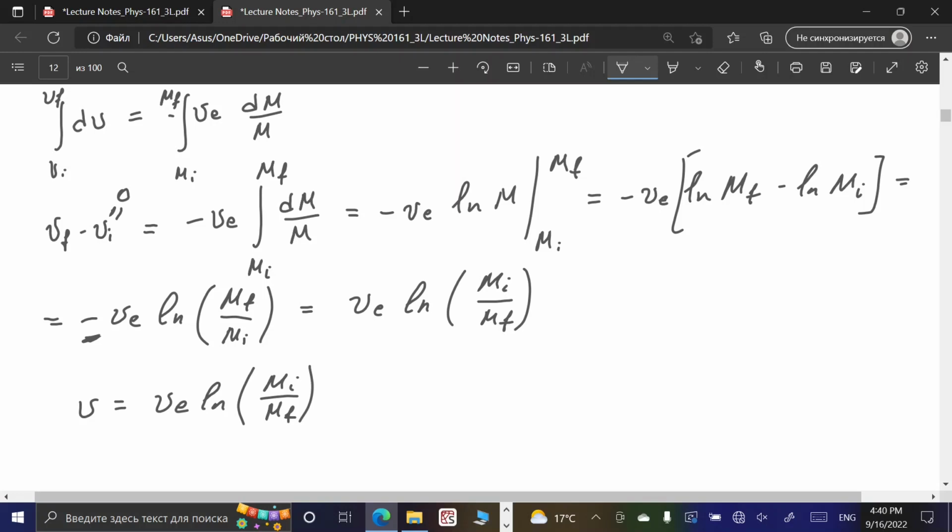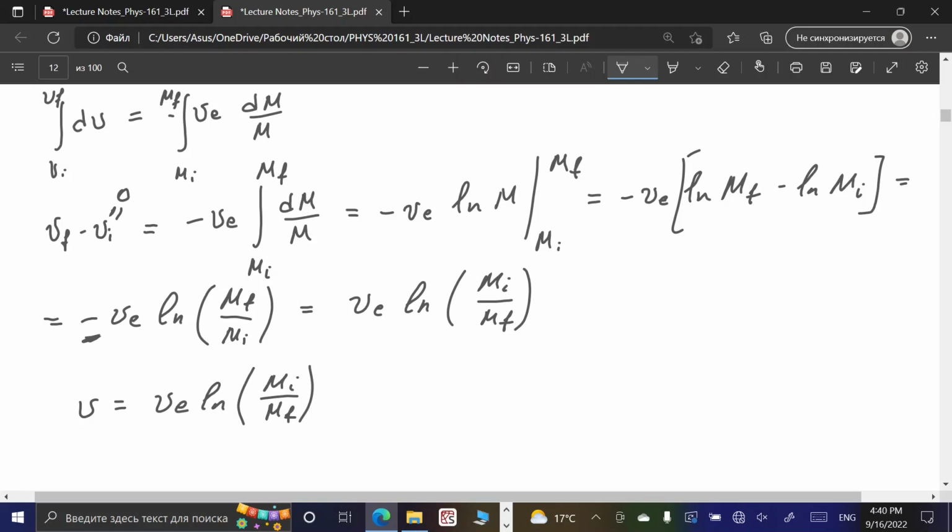What does it mean? If we want to make it larger, we want to make this initial mass as big as possible. And that means we want to fill the rocket with respect to final mass. So that means we want to fill the rocket full with fuel and oxidizer. So it will be like 0% of the volume of the rocket left for some useful load.